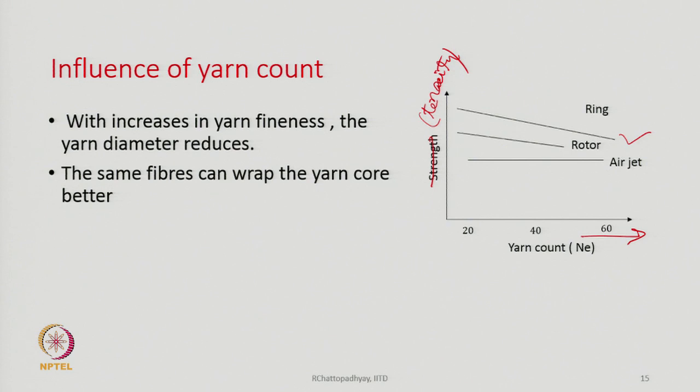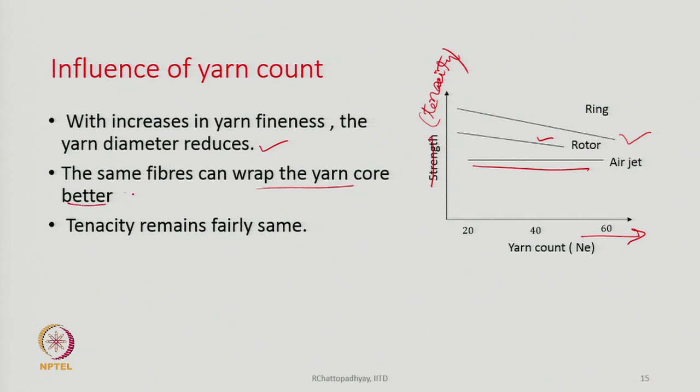So, if we compare this, ring yarn tenacity goes down as we reduce the number of fibers in the cross section of the yarn, that is, I make the yarn finer and finer. With rotor also there is a declining trend. With air jet there is no change in tenacity. So, this is something unique which is not there with others. And why does it happen? With increasing yarn fineness, the yarn diameter reduces. The same fibers can wrap the yarn core better now.